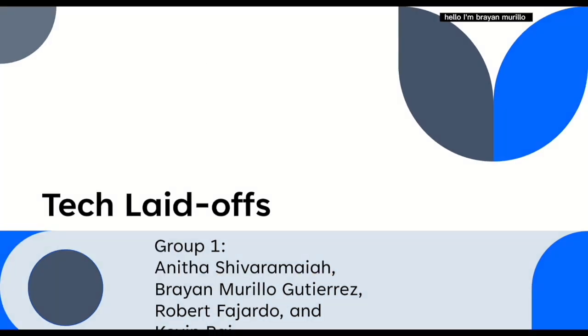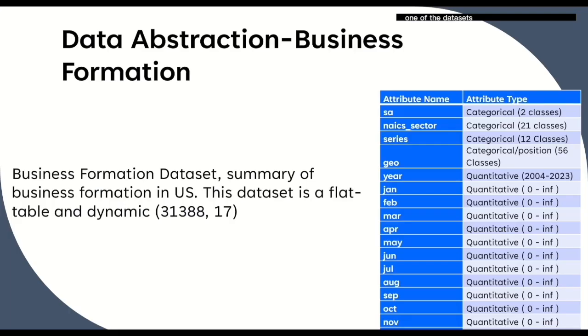Hello, I'm Brayan Murillo. One of the datasets to use is one that contains the general records of business formation by state, by region, and by country. This dataset is a flat table with dynamic availability as it is extracted directly from the United States Census Department page. Some of the attributes are geo, which is categorical but will help to indicate position, and year, which is quantitative with a range from 2004 to 2023.